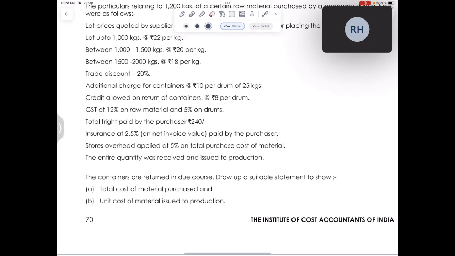GST is 12% on raw material and 5% on drum. We will check whether GST is available or not. Total freight paid by the purchaser. Purchaser means our client. It will be added. Insurance is 2% on net invoice value, net invoice value paid by the importer. Okay. And store overhead is 5% on the total purchase cost of raw material.